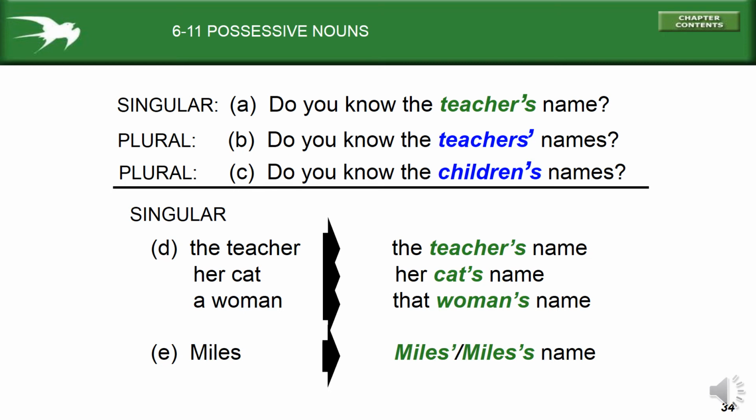Now we go to chart 6.11. You should know that the singular possessive nouns are written differently from the plural possessive nouns. Let's see the set of words in D. The teacher, her cat, and a woman. As you can see, we just add an apostrophe s to the noun to make it a singular possessive noun. As for the word in E, miles, the S is part of the word. There are two possibilities to write it in possessive. We can add only an apostrophe after the S, or we can write the word as it is and add an apostrophe S.